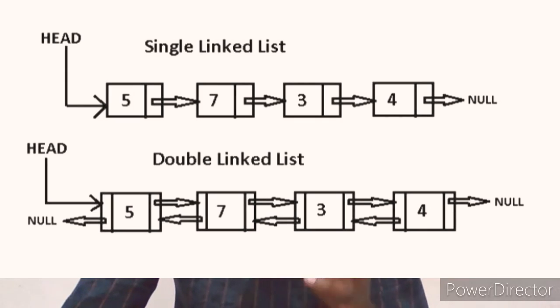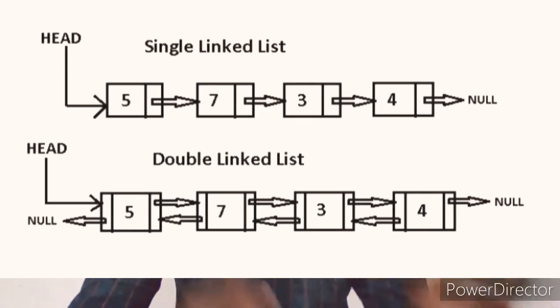In a double linked list, every node has a link to its previous node and next node. So we can traverse forward by using the next field and can traverse backward by using the previous field. Every node in a double linked list contains three fields: the data part, the next part, and the previous part.